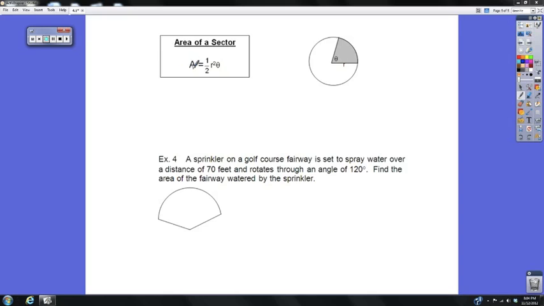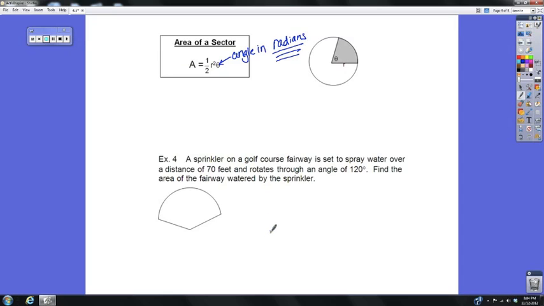So here's your formula. Area equals 1/2 r squared theta. You know R is radius. But let's stress again the importance of converting here. This theta right here means angle in radians. Angle in radians. So you make sure you convert to radians.